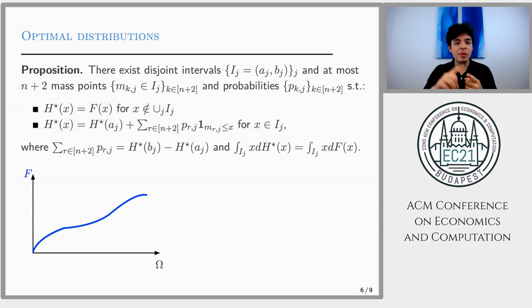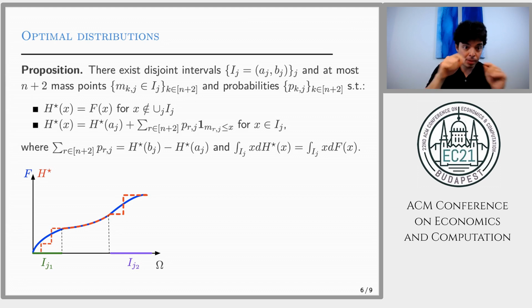The optimal solution H star satisfies one of the two conditions here. Here I j are some disjoint intervals, subintervals of the state space. If I focus on states that do not belong to these intervals I j, then H star should exactly match F, the prior distribution. Within these intervals I j, H star is a discrete distribution with mass points m k j with probabilities p k j, and the distribution H star is such that to each interval I j, H star and F assign the same probability, and the expectation conditional on the realization being in I j is identical under distributions H star and F.